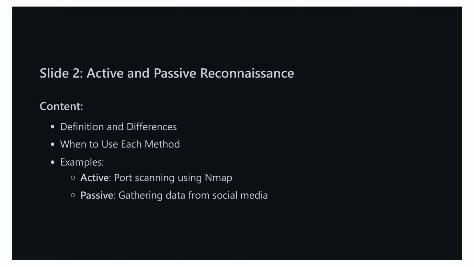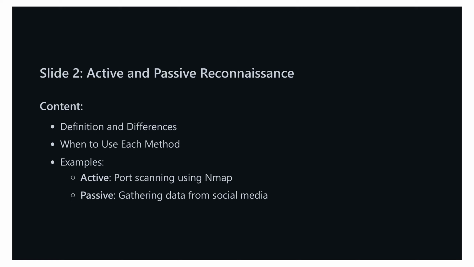As we move on from the introduction to reconnaissance and enumeration, let's delve deeper into the methods we employ during this phase. It's essential to distinguish between two primary types of reconnaissance, active and passive. Active reconnaissance involves direct interaction with the target system, allowing us to gather information through methods such as port scanning using tools like Nmap. This type of reconnaissance can produce a significant amount of information quickly, but comes with the risk of detection, as it involves engaging with the target's systems.